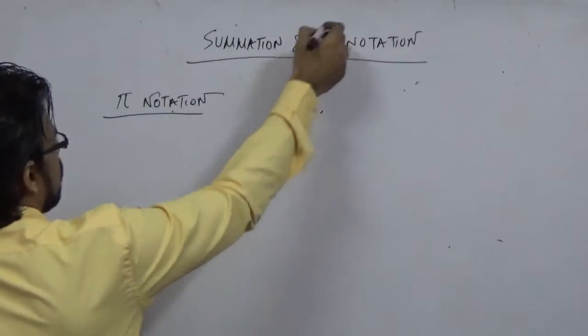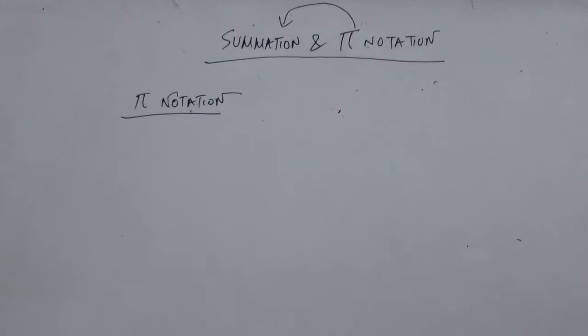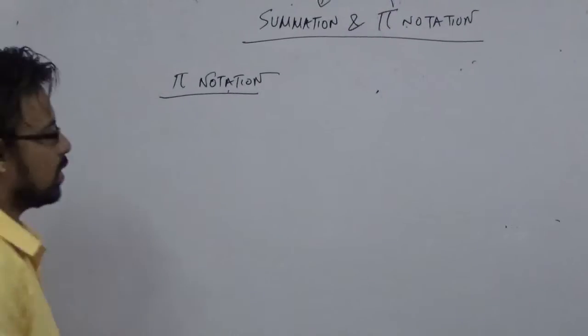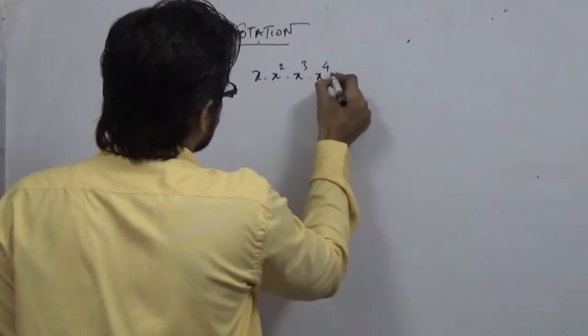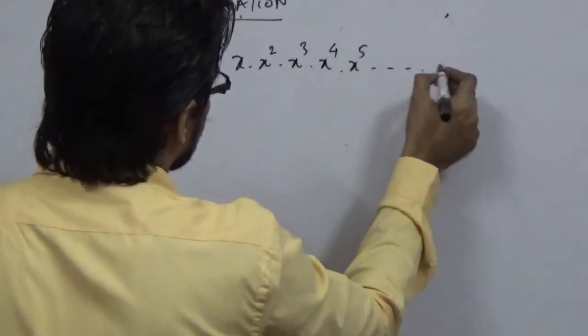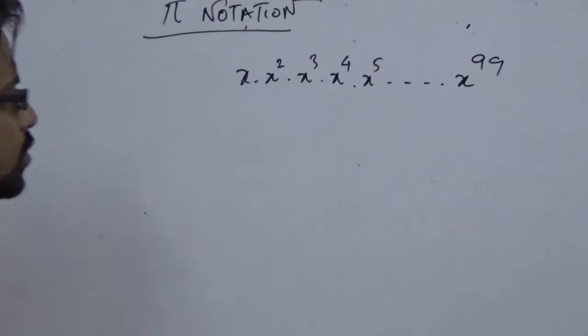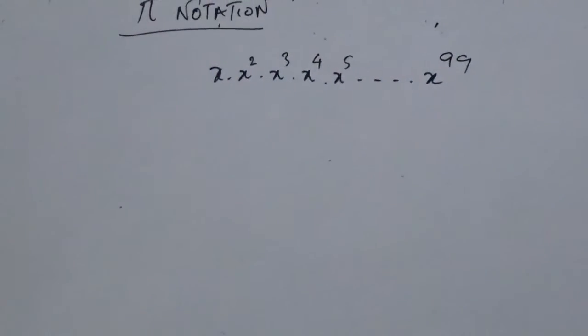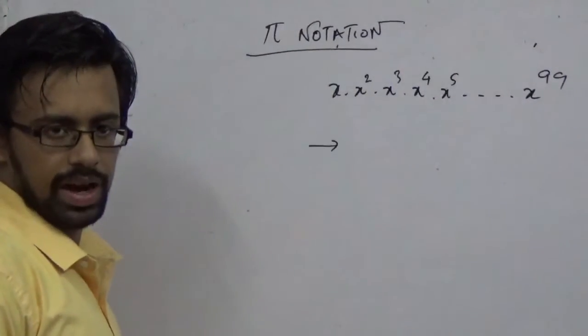It is nothing but the same as summation, only the inner signs are multiplication. For example, x square, x cube, x to the power 4, x to the power 5, dot dot dot, x to the power 99. Okay, so you can tell me one thing, the first term is very easy. Either you can do it as all the bases are same, so powers can be added.